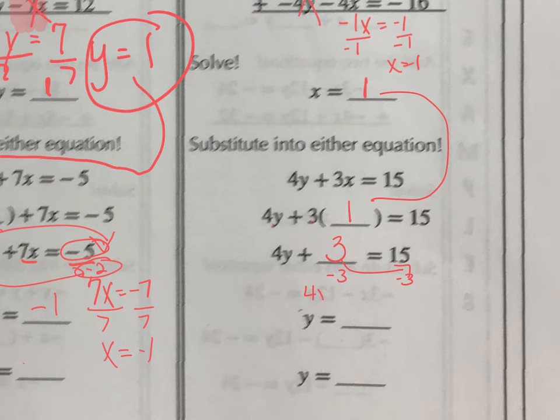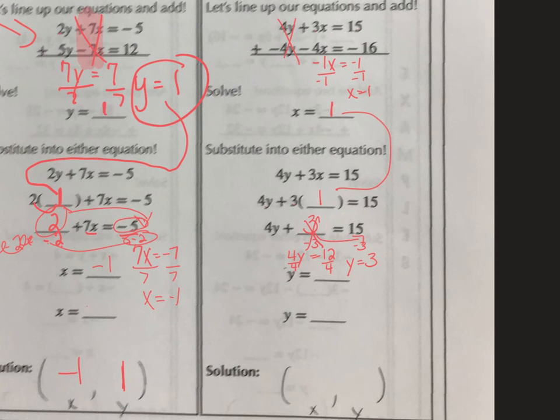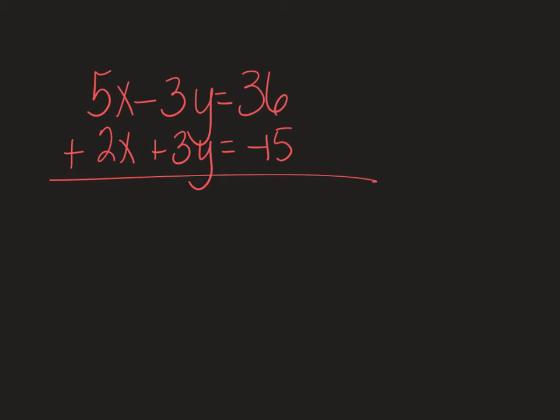So 4y equals 15 plus a negative 3 is what? You're going to subtract and it's going to be 12. Very good. Divide both sides by 4. Y equals what? 3. There you have it. X is 1, Y is 3. All right, and actually this is problem 2 from page 31, just in case you wanted to know.